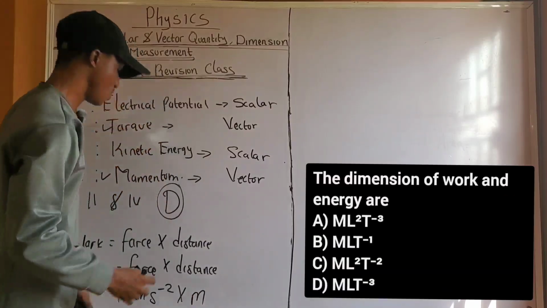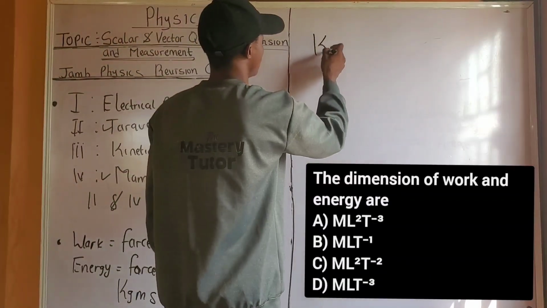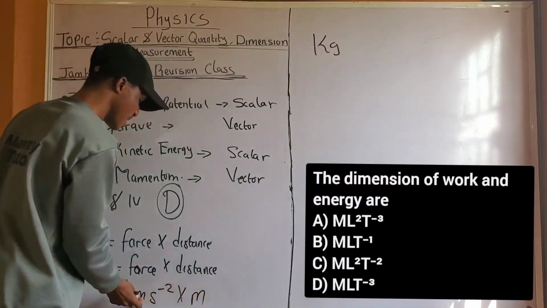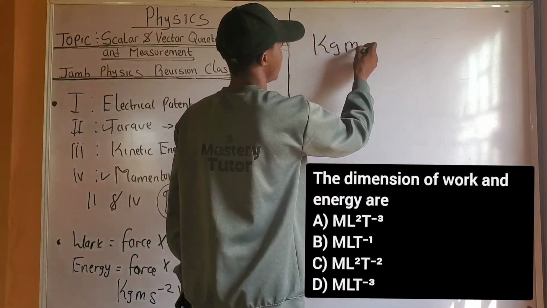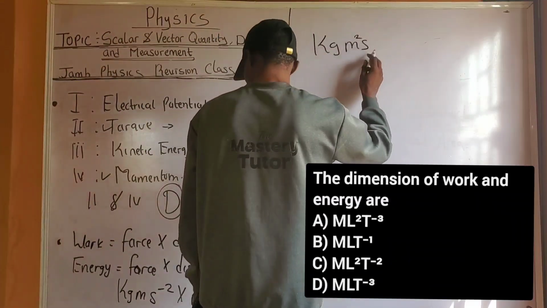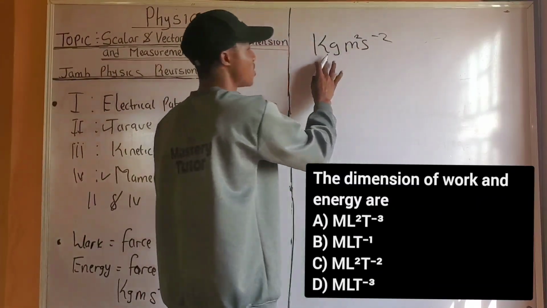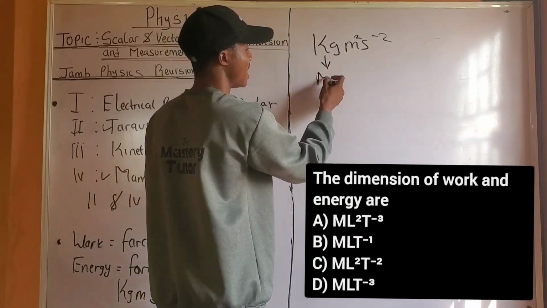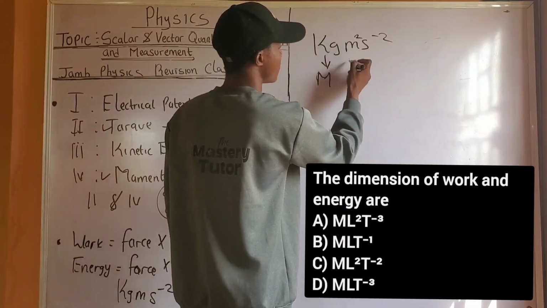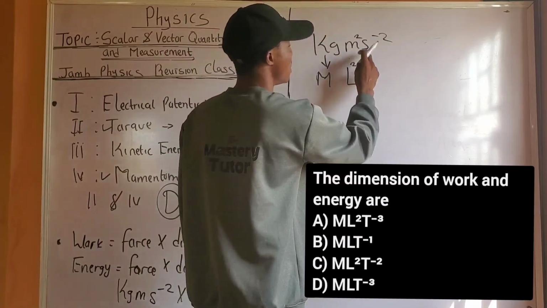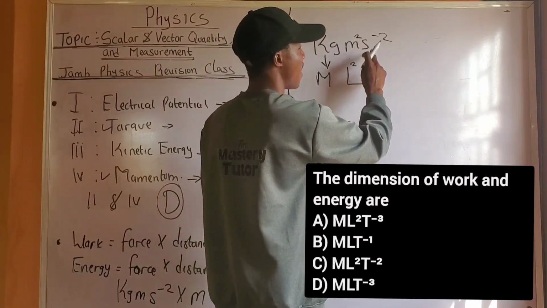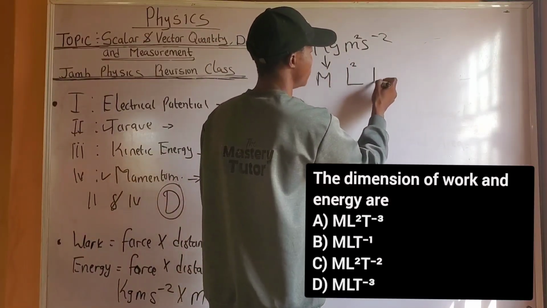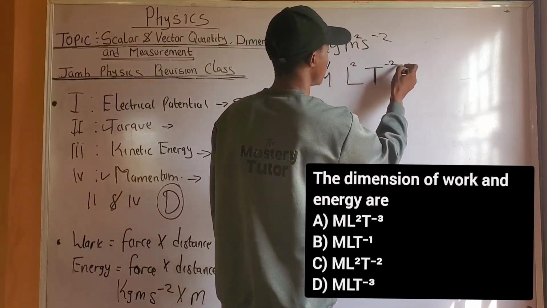Do you understand? Okay, so here I'm going to have kilogram m times m. That is what? M squared, s raised to the power of negative 2, right? Now, kilogram is for mass, so I'm going to have capital letter M. For meter, I'm going to have length, L raised to the power 2. And for seconds, I'm going to have time, you understand? So I'm going to have t raised to the power negative 2.